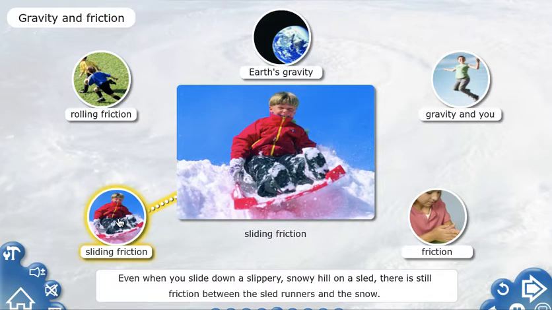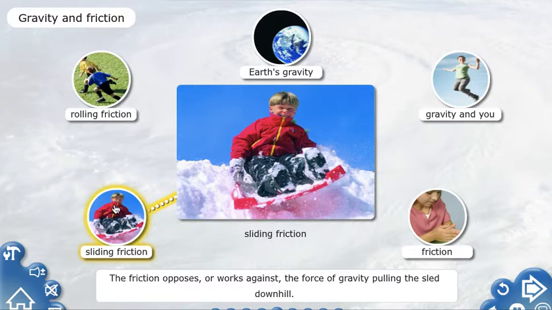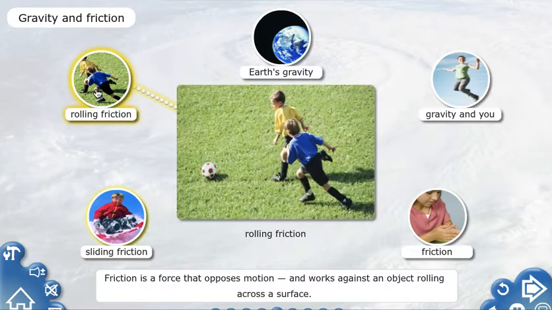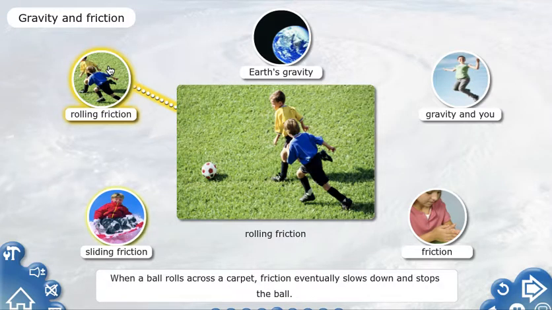Whoosh! Even when you slide down a slippery, snowy hill on a sled, there is still friction between the sled runners and the snow. The friction opposes or works against the force of gravity pulling the sled downhill. Friction is a force that opposes motion and works against an object rolling across a surface. When a ball rolls across a carpet, friction eventually slows down and stops the ball.